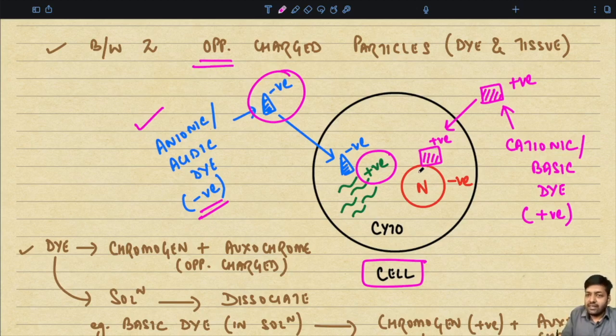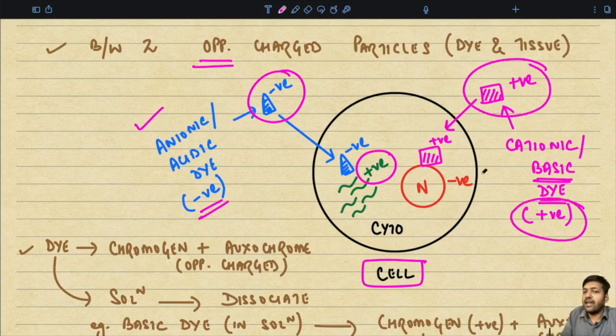Similarly, you can have basic or cationic dyes which are positively charged. This positively charged basic cationic dye will bind with what? With the negatively charged component. What is the negatively charged component? That is the nucleus and even the acidic mucin. So this is how electrostatic bond or Coulombic forces are generated between the dye and tissue complex.